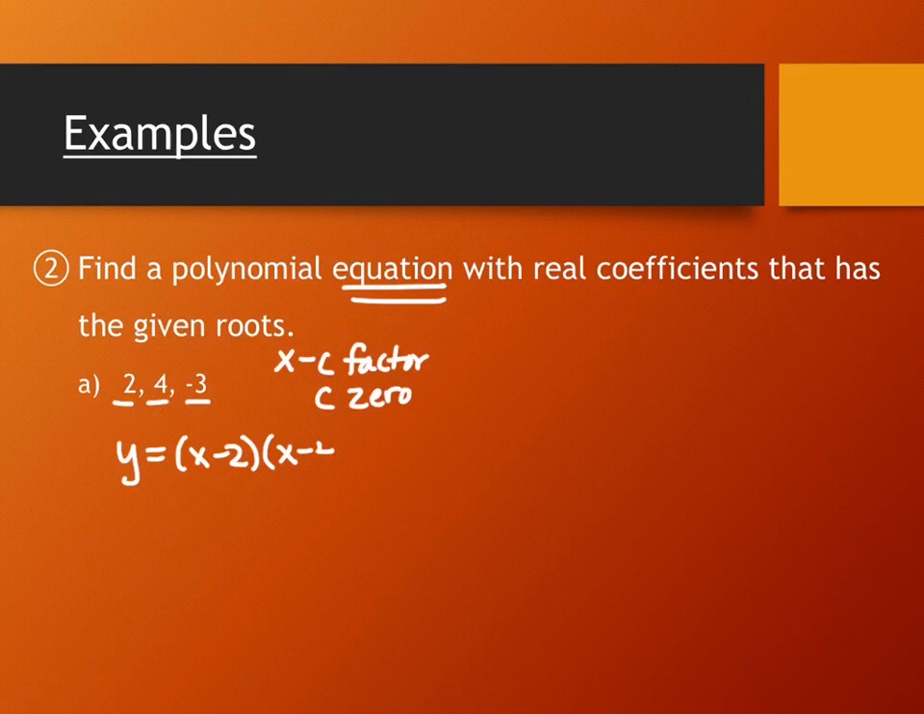X minus 4. And what will I do differently on the last one? Right, it'll be x plus 3 because x minus a negative 3 would make it positive. So the signs change when I do the factors from the zeros. This is actually the equation that you're looking for, but it's not in a simplified form.